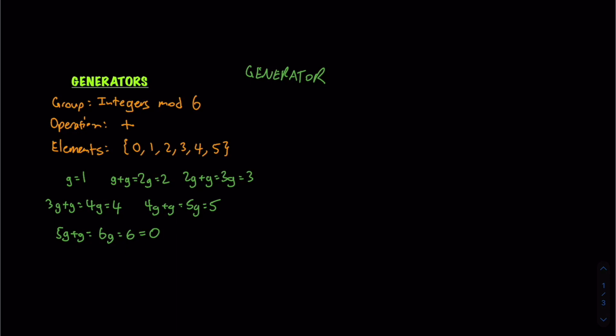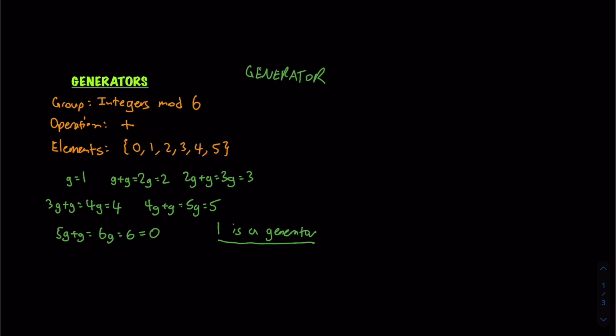Notice that for the element 1, when we apply the group operation addition to itself over and over and over again, we end up getting every element in this group. Therefore, we say that 1 generates the group of integers mod 6 under addition. Or we can also say that 1 is a generator of the group. Now, a group will have at least one generator. It can have more than one, but it will have at least one.